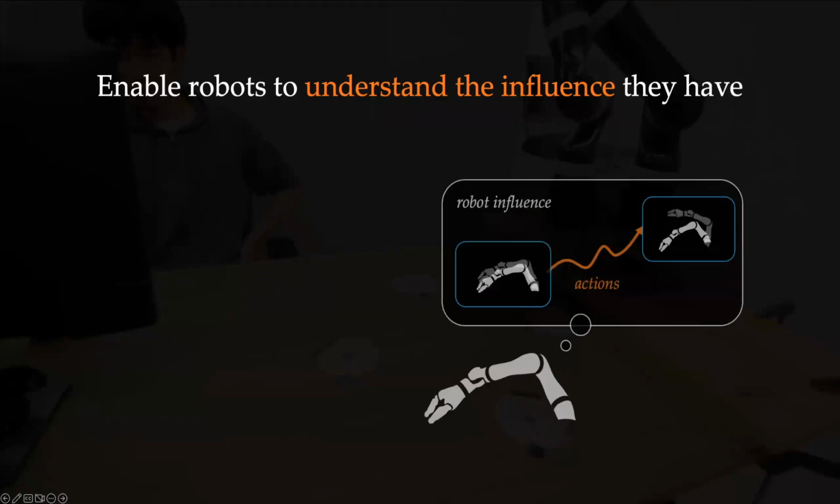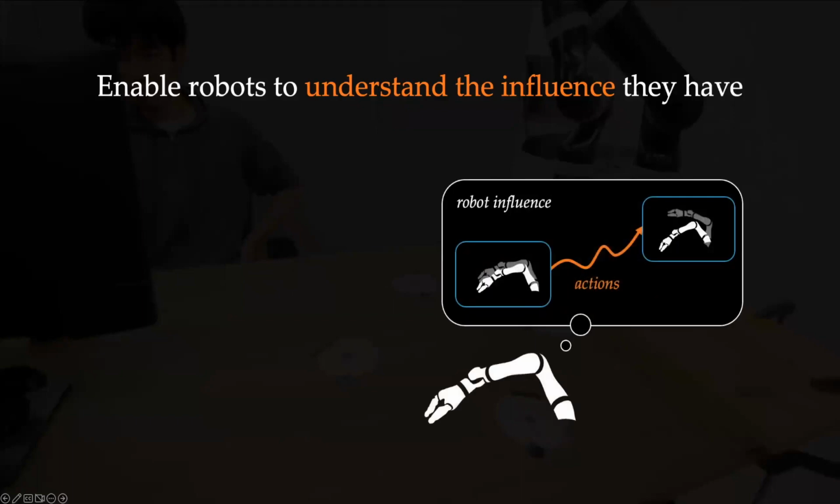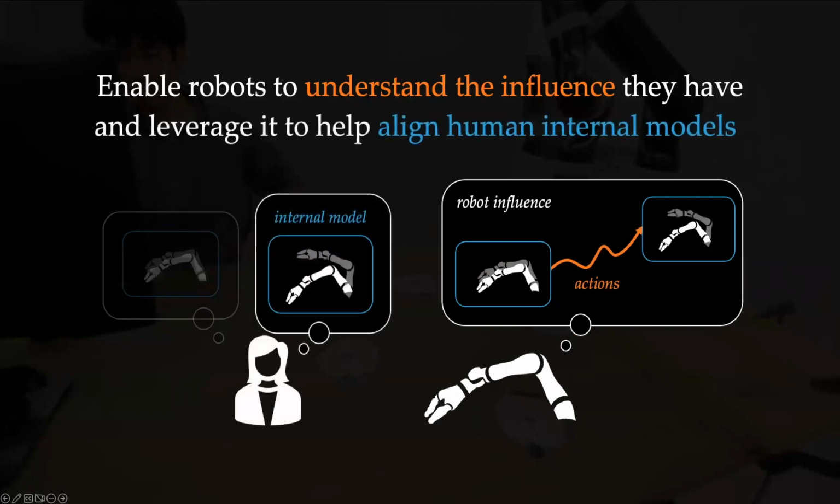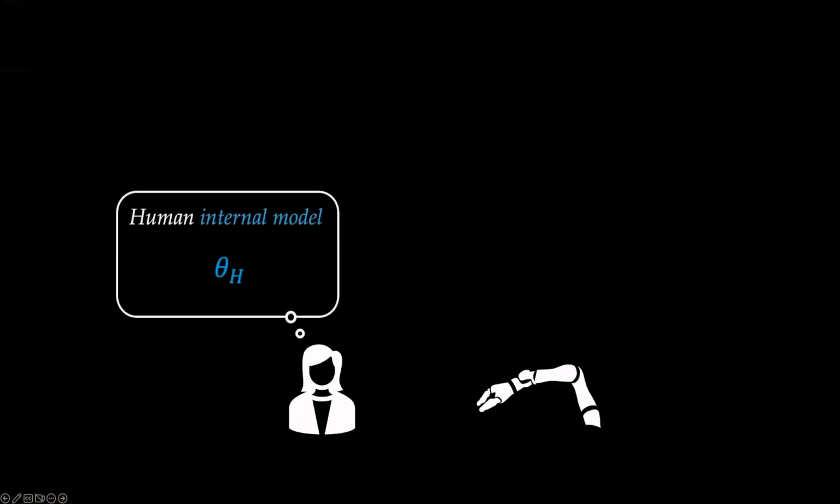In this work, we take a step towards enabling robots to understand the influence they have, leverage it to better assist people, and help human internal models more quickly align with reality. We model the human with an internal parameter vector theta h, which captures a latent aspect of the task that the human is uncertain about but continuously learns about. For example, this could be the dynamics of the robot, the human's goal, or their task preferences.